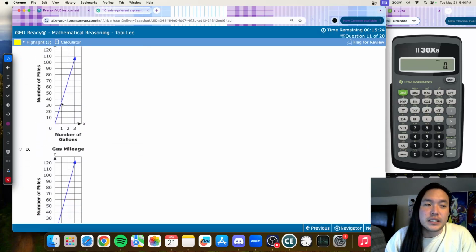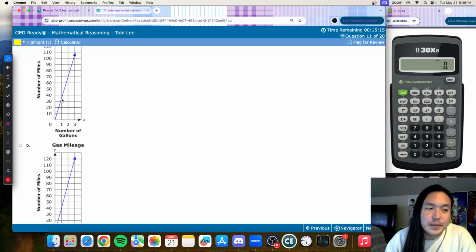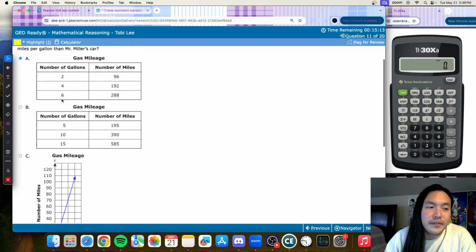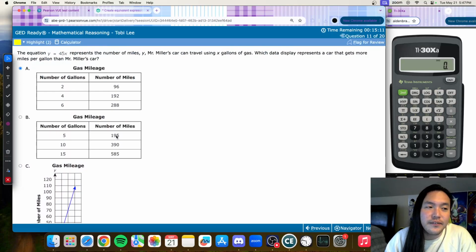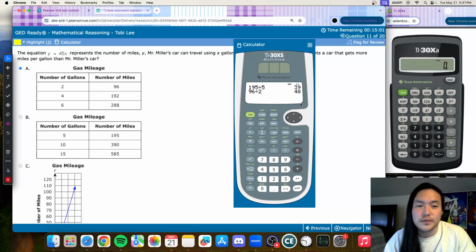Again, the graphs are easier. This one represents 35 miles per gallon. This one represents 40 miles per gallon. So 1 gallon of gas gets me 40 miles. 1 gallon of gas gets me 35 miles. 5 gallons of gas gets me 195 miles. I did that on the calculator right. That was 39. And then 96 for every 2, that's more than 45. That's 48.